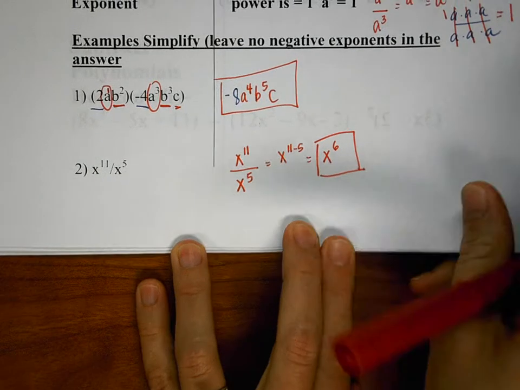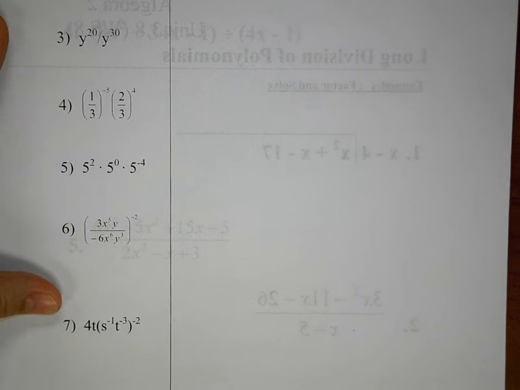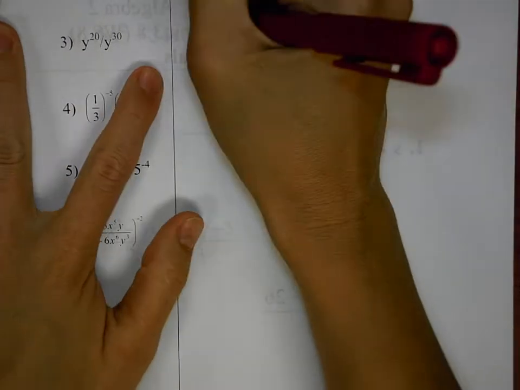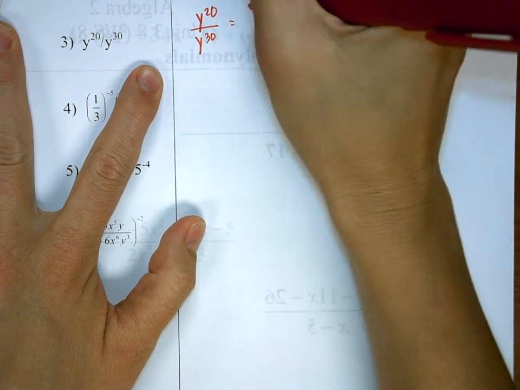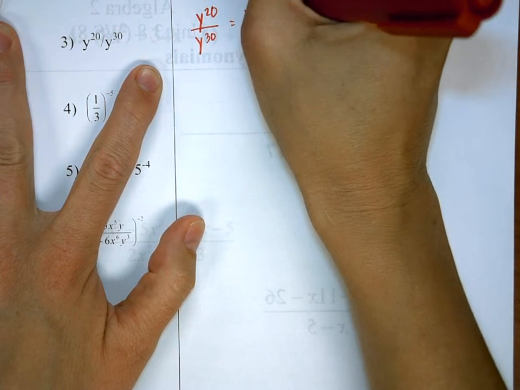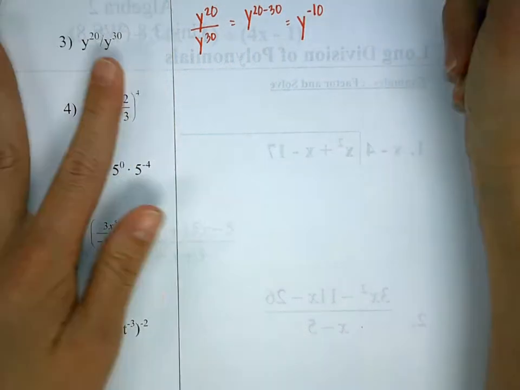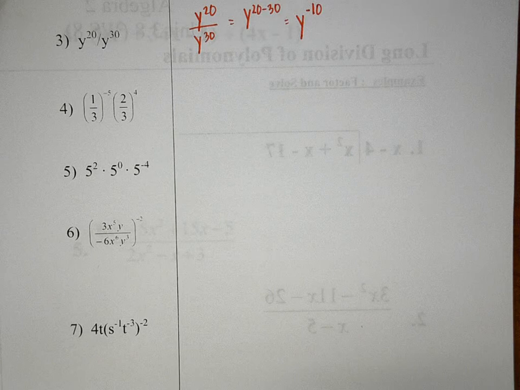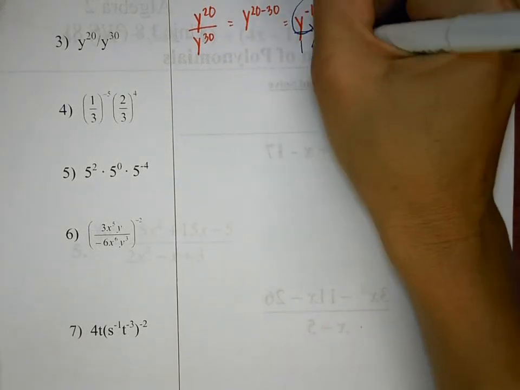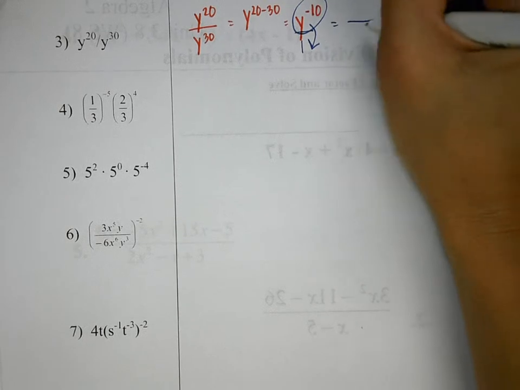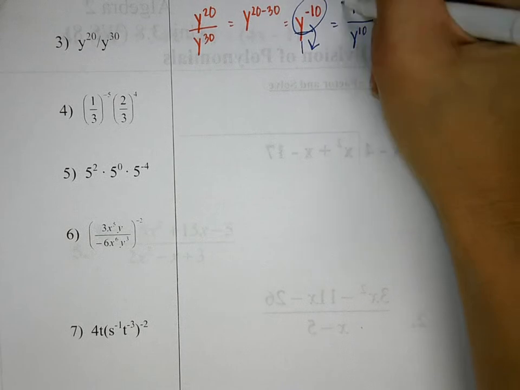All right, moving on to example 3. On example 3, I have y to the 20th divided by y to the 30th. If we subtract these, I get y to the 20 minus 30, which is y to the negative 10 power. Well, we can't have a negative exponent, so I can put this over 1, and to get rid of the negative, I take this whole thing and move it to the denominator. So I end up with y to the 10th in the denominator, and nothing's on top, so there's a 1. And that is my answer.